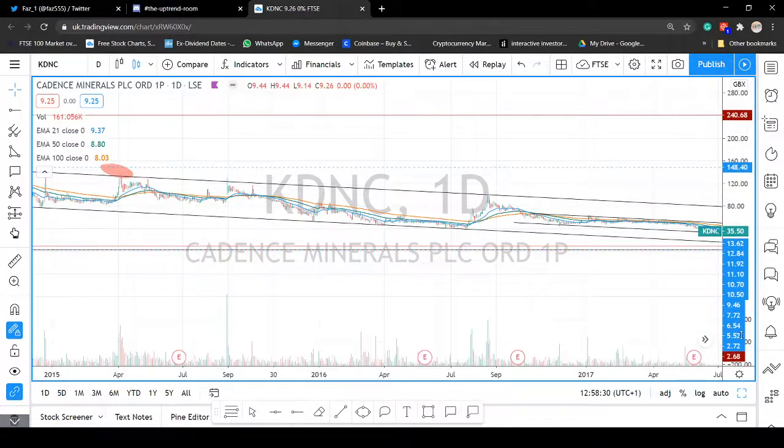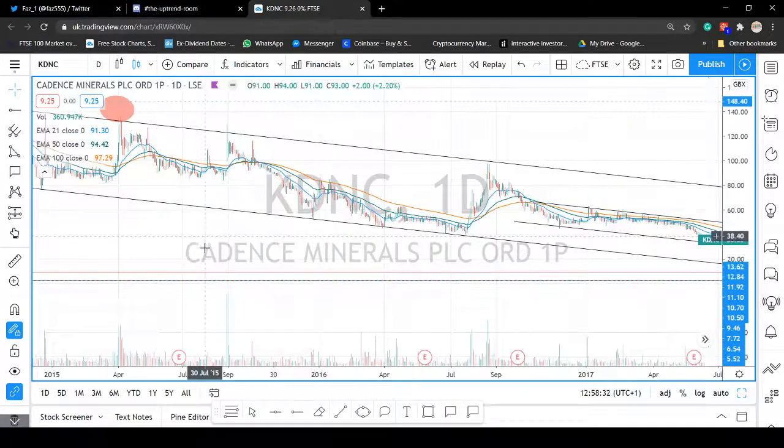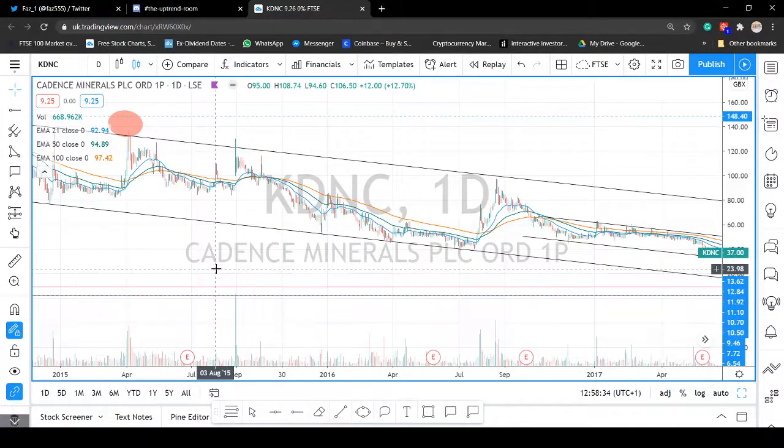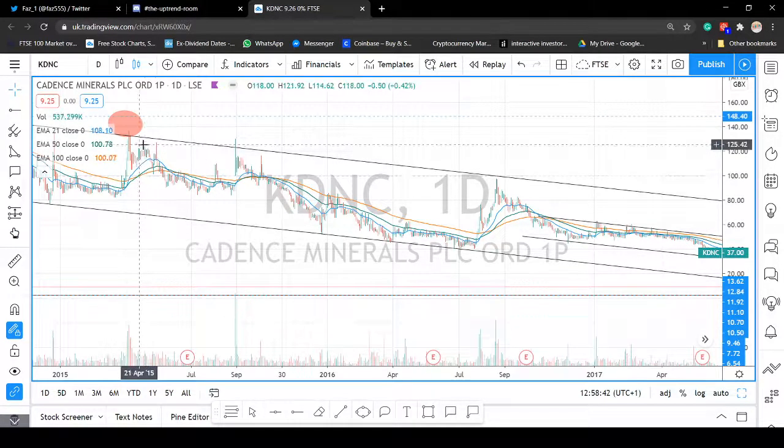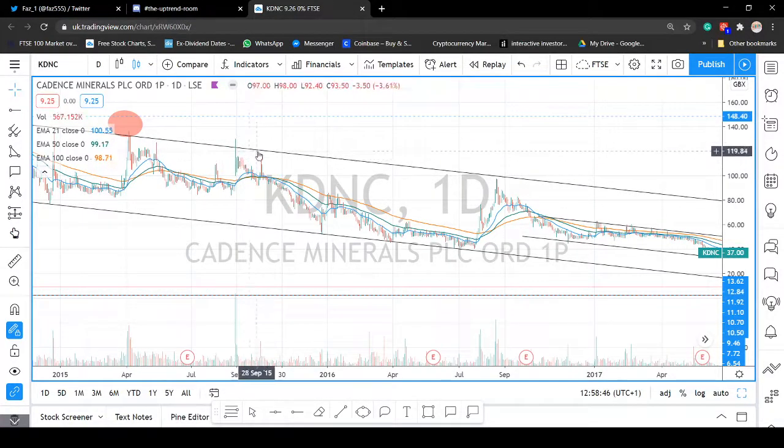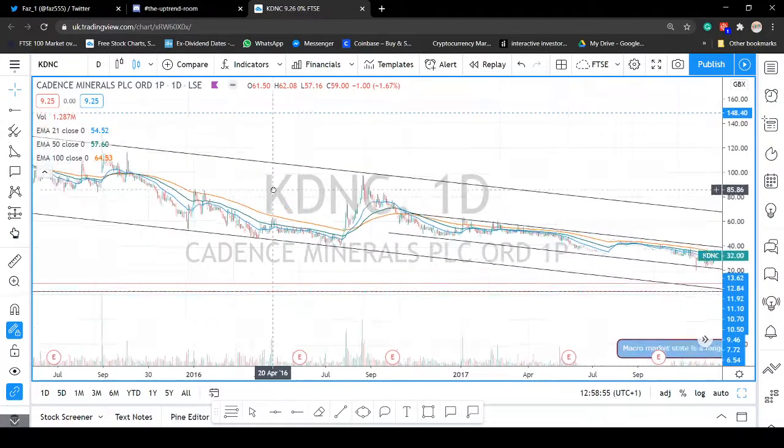Forgive me, I've not done my fundamentals on this stock. I've not had time, so I'm doing this purely from a chartist perspective. So we can see price just doesn't want to get above this upper trend line on this macro market state. The macro market state of KDNC has been a downtrend for several years, 6 years in fact.